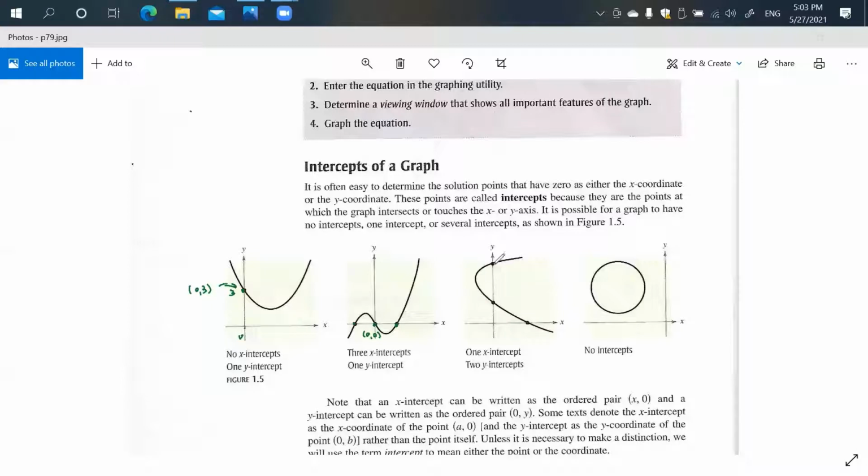This one has two y-intercepts, at this point and this point, and also one x-intercept because at the x-axis the graph crosses at this point. So in this graph we have 2 y-intercepts and 1 x-intercept, and this one has no intercepts, because the graph did not meet or hit the x-axis or y-axis. Okay, so this is called the intercept of the graph. This explains it in more detail from the previous example. Now we see more examples about this one.